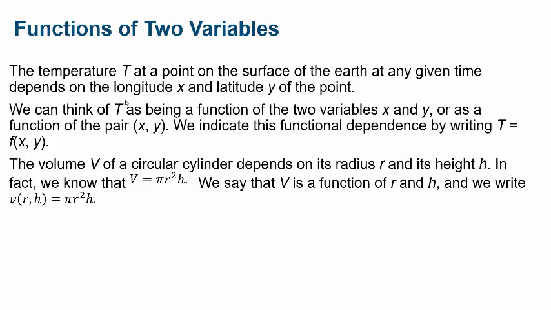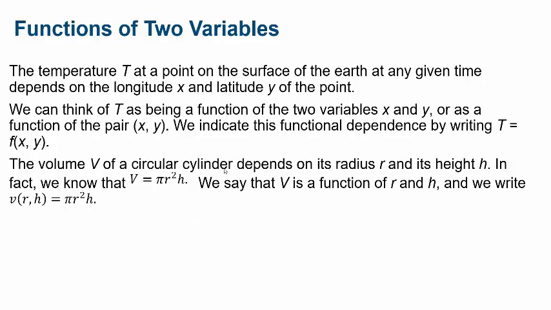So we can think of that temperature T as being a function of two variables. It's going to depend on your longitude and latitude, or as a function of the pair x comma y. So we indicate this functional dependence by writing that temperature is equal to a function of x and y. So it depends on the longitude and latitude.